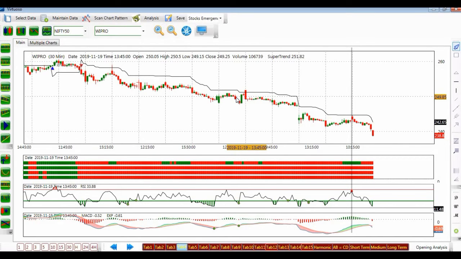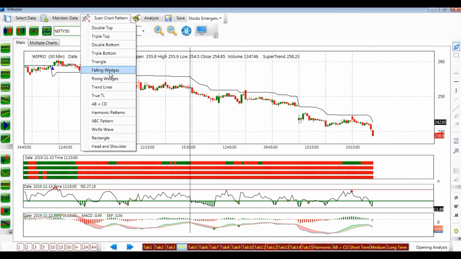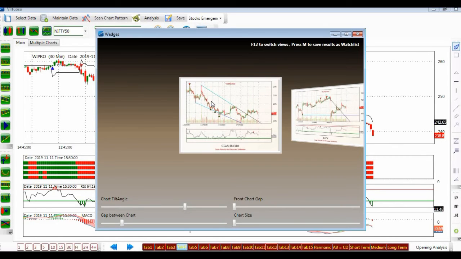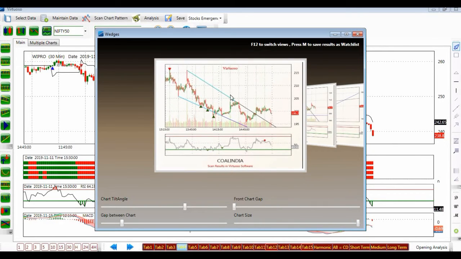So if you click here, the system would automatically find the rising wedges which are coming in these 50 stocks of Nifty, and it would give you indication about whether those stocks are falling under falling wedges or rising wedges or not. So you can see that now the system is scanning for the falling and rising wedges. So let's have a look now. Let's increase the size of the chart here. So these are the falling wedges.